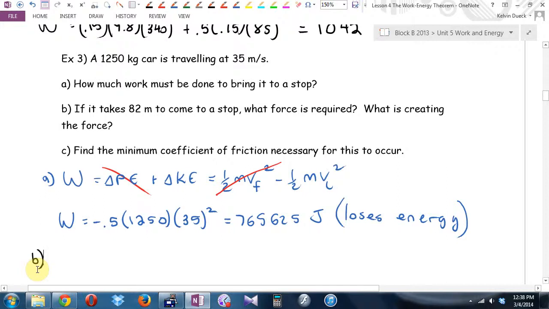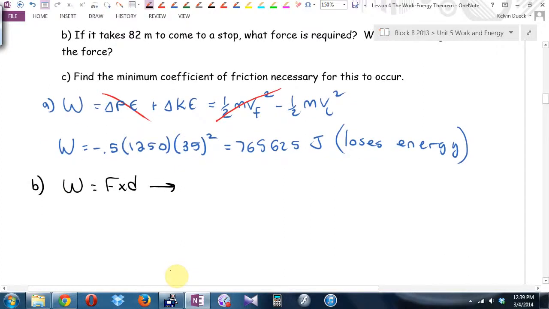B. Trevor, what's B asking me to find? Force. What did I just find in part A, Trevor, my friend? Is there an equation that has work and force in it? That'd be nice if there was. Oh, so you're saying now I can say... can you come out of there, Trevor, with a brand new equation? Can you write force as an equation from this? F equals what?